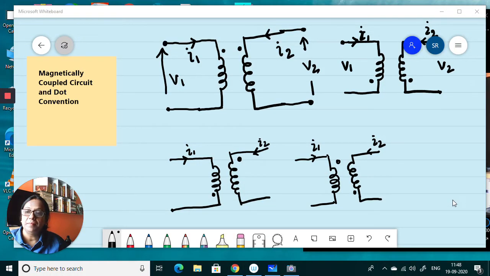Today we will learn magnetically coupled circuit and dot convention. So on the screen you can see the different magnetic coils. So what is a magnetically coupled circuit?